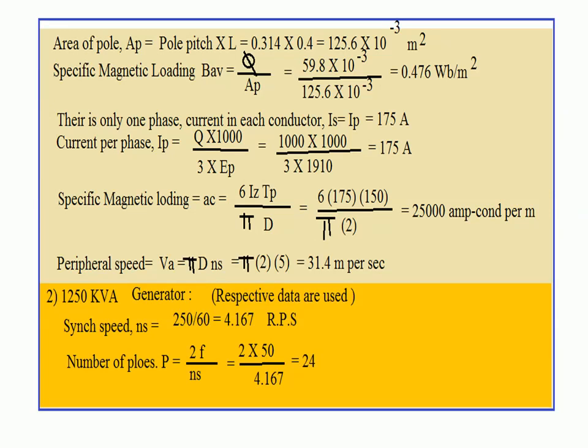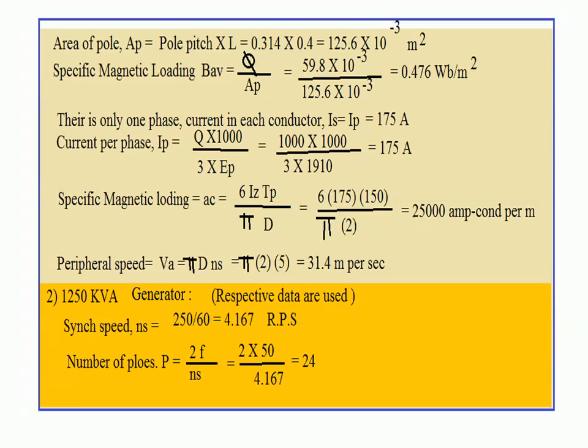There is only one phase current in each conductor. One parallel path is there. Hence number of parallel paths small a equal to 1. Hence current in conductor should be equal to 175 ampere. Current per phase Ip equal to, you have to calculate, that is by using kVA rating and phase voltage. Hence specific electric loading ac equal to 6 times of Iz into P divided by pi d. We are going to get around 25,000 ampere conductors per meter.